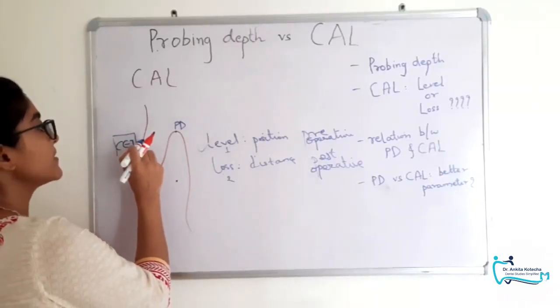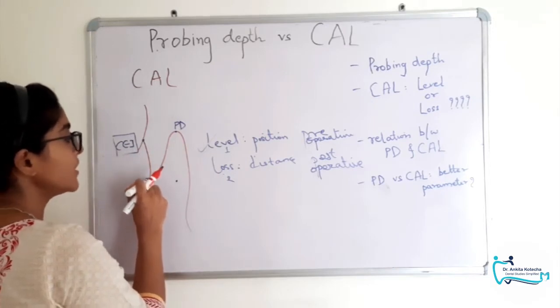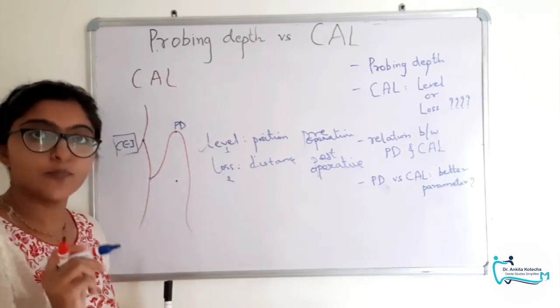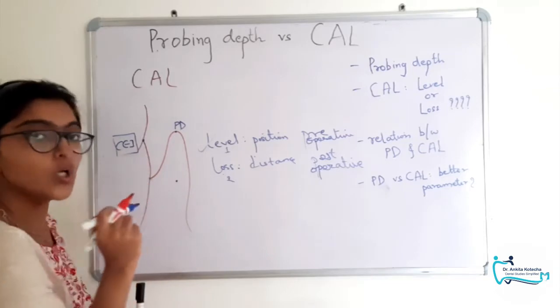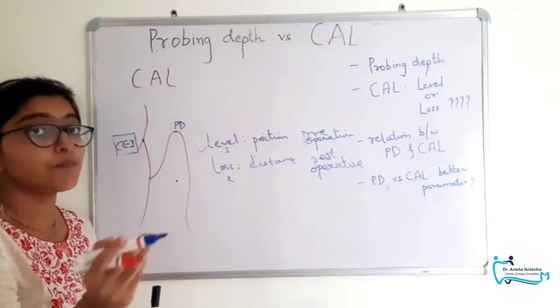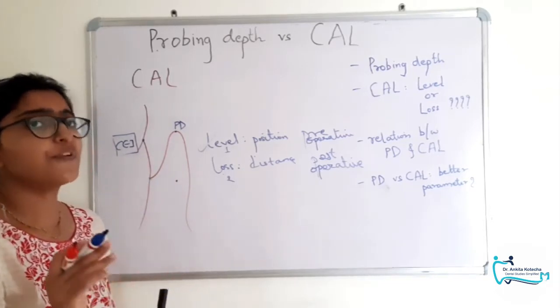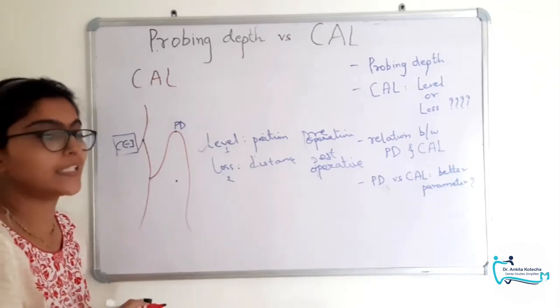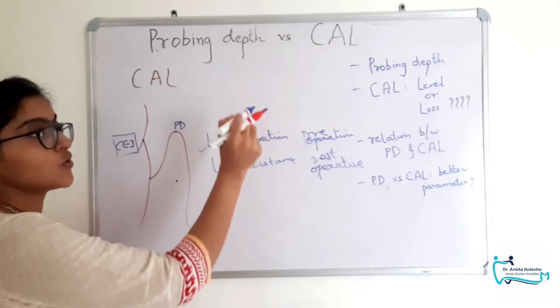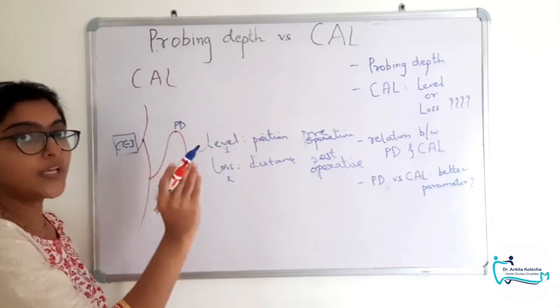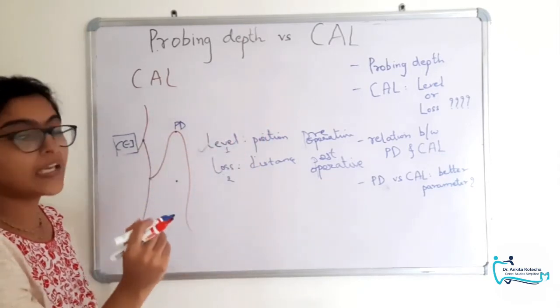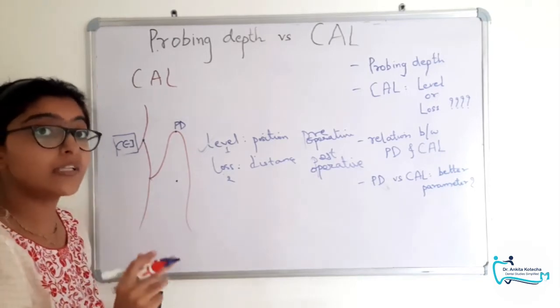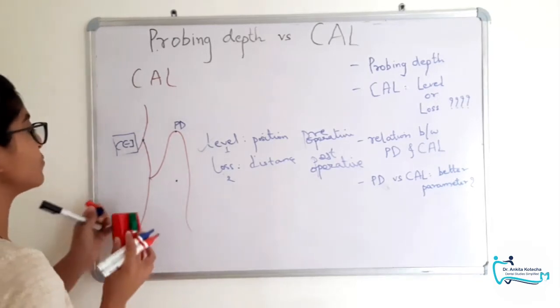Now we will discuss how to measure CAL. It is the distance from CEJ to the base of the sulcus or pocket. This distance will give you CAL. If it is preoperatively, it is level. If it is postoperatively, you get the loss or gain, whichever is applicable. Clear? So till now we have discussed probing depth and how to measure it, CAL and how to measure it. Now we will discuss what is the relationship between the two.